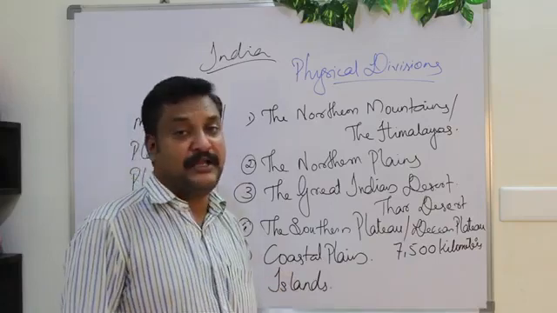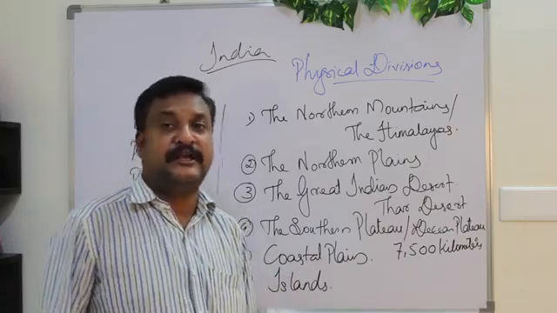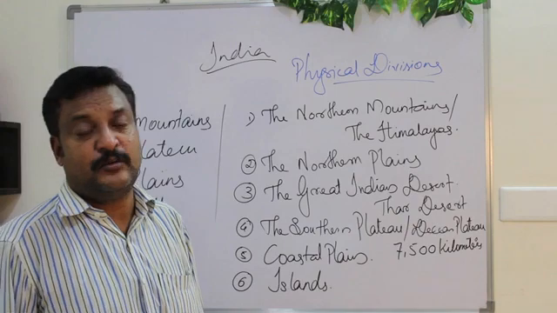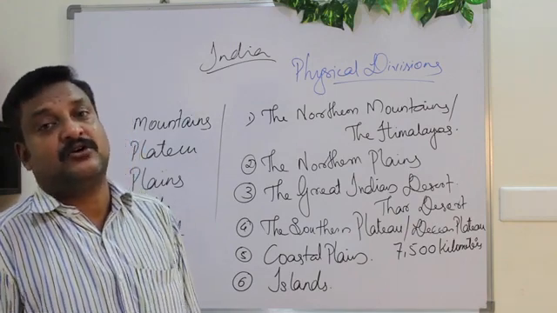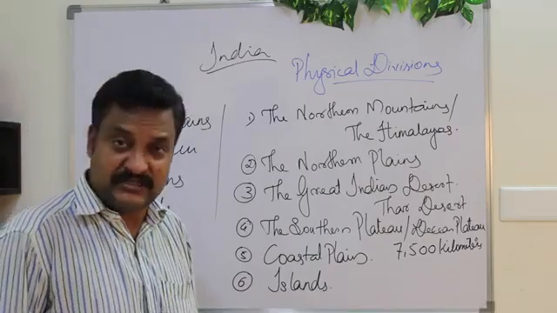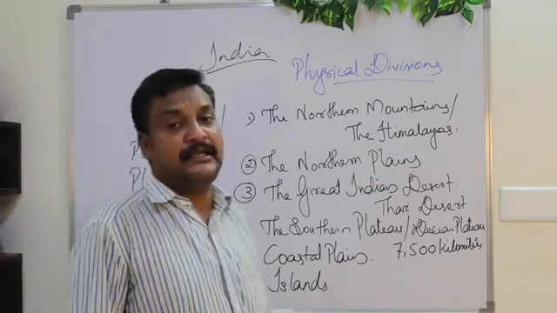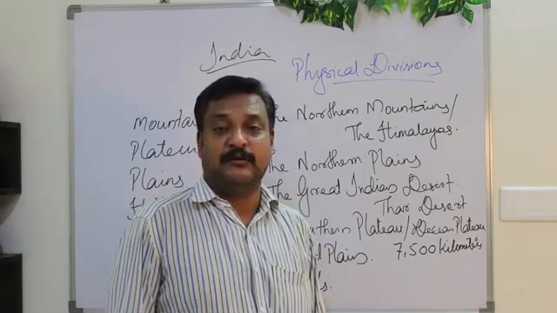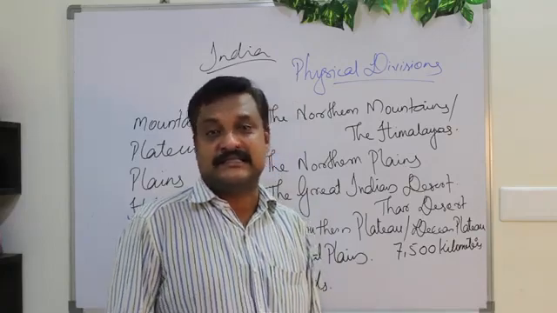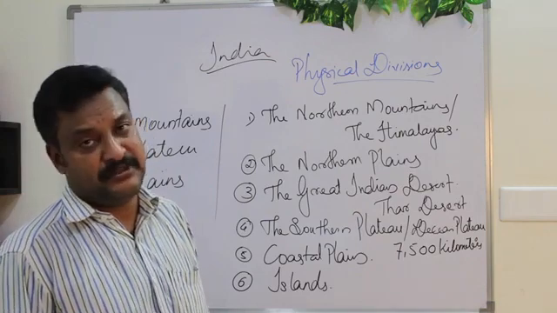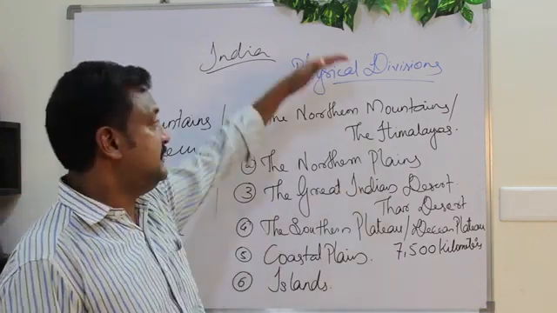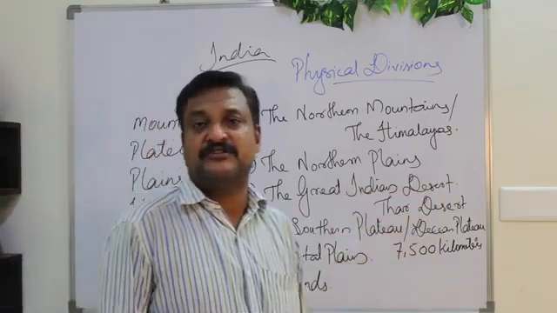Then the coastal plain across the coastline, which is about 7,500 kilometers. The plain regions along the coastline are known as the coastal plain. And we have two island groups: the Andaman and Nicobar Islands in the east in the Bay of Bengal, and the Lakshadweep Islands in the west in the Arabian Sea. So these are the major physical divisions of India.